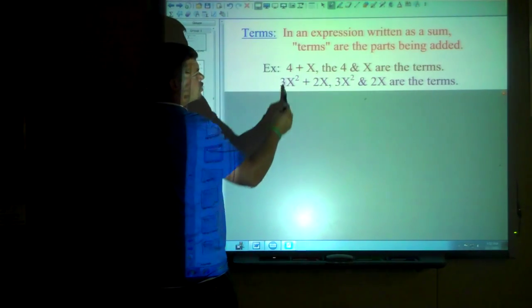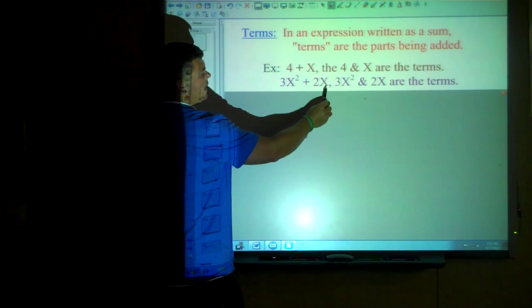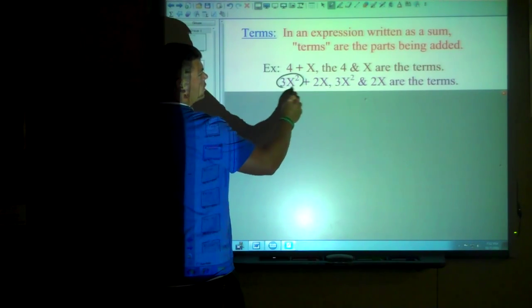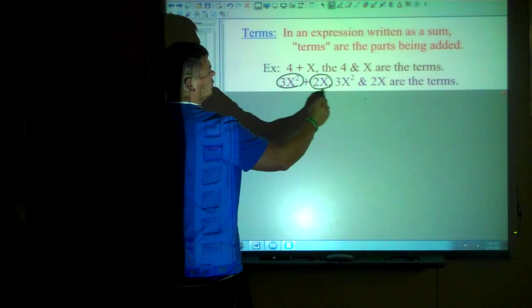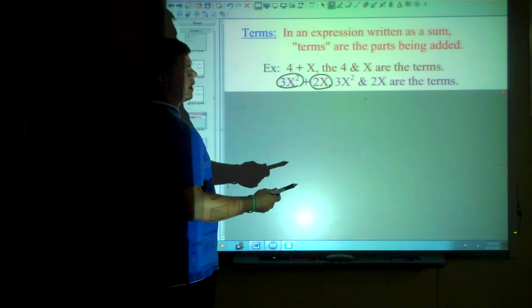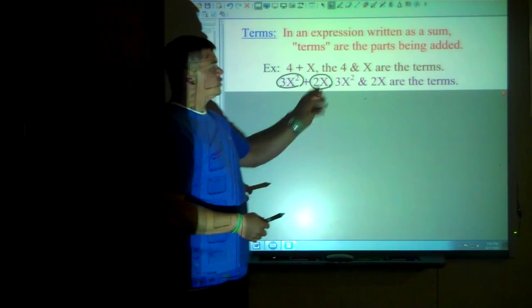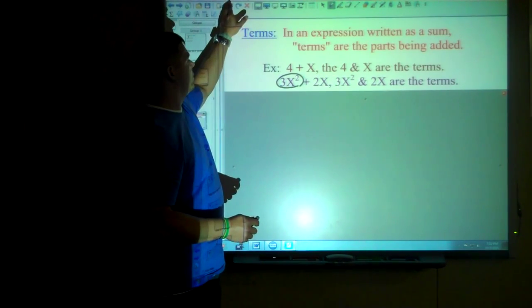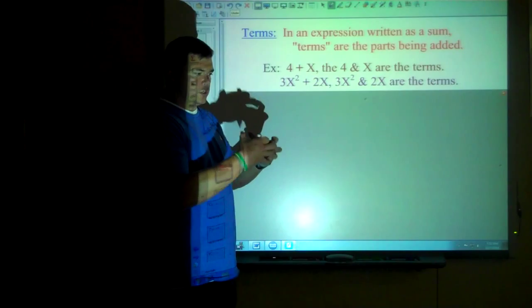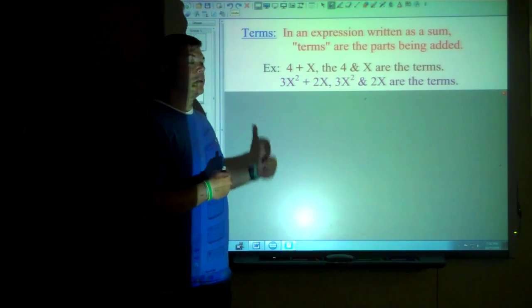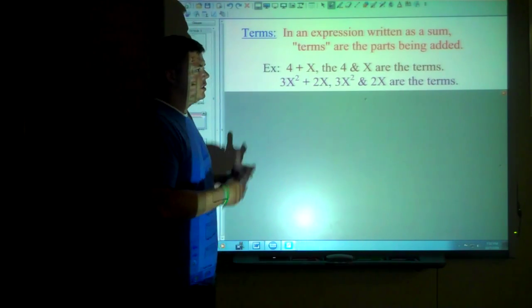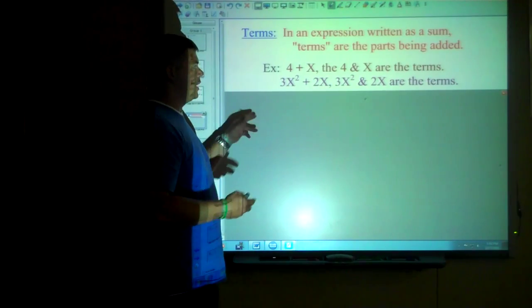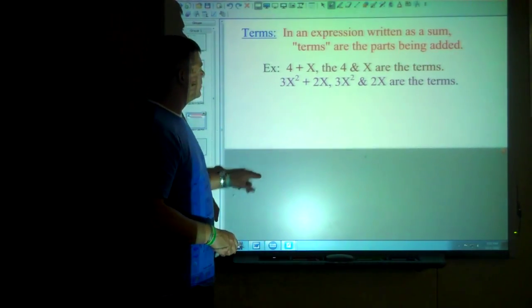In 3x squared plus 2x, this is a chunk that's being added to this chunk right here. So 3x squared is one term, and 2x is another term. So if you think about it, just remember, terms are the parts being added. And since we can change subtraction into addition, any addition or subtraction expression, we would have terms.